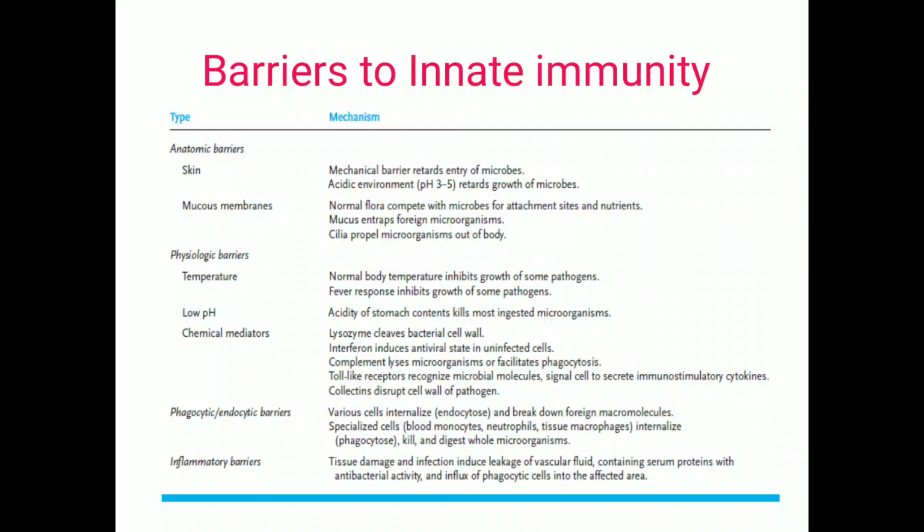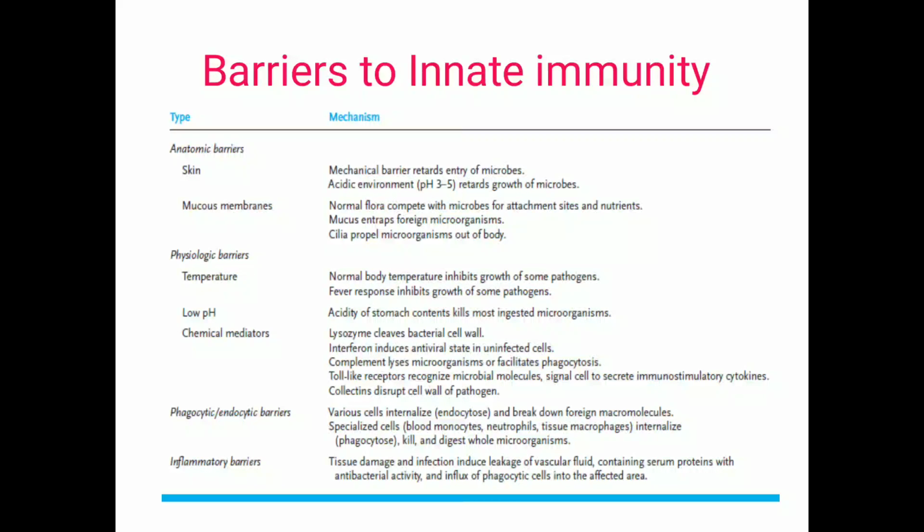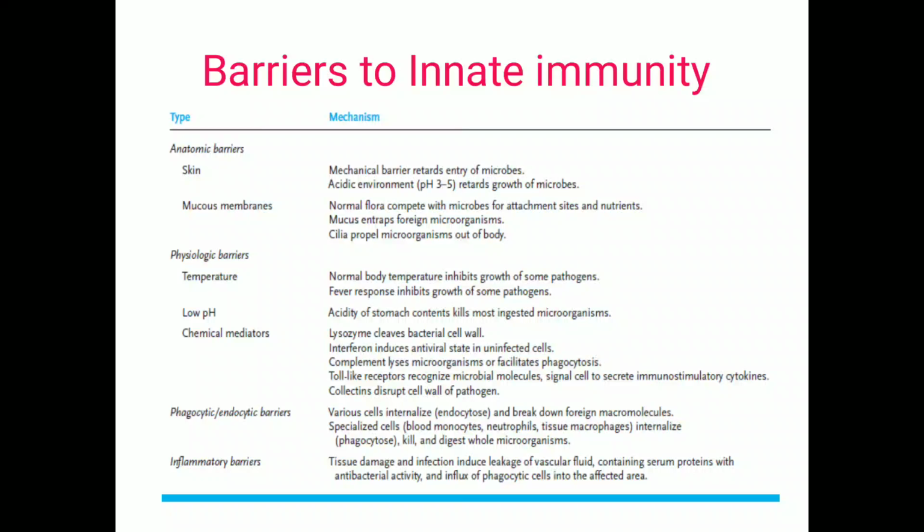Next, the physiologic barrier. Physiologic barriers such as temperature, where low body temperature or fever prevents the growth of some pathogens. The low pH in the stomach too prevents the growth of microorganisms, and a variety of chemicals mediate protection against microbes such as lysozymes, interferons, complement, toll-like receptors and collectins. The lysozyme destroys the cell wall of bacteria.